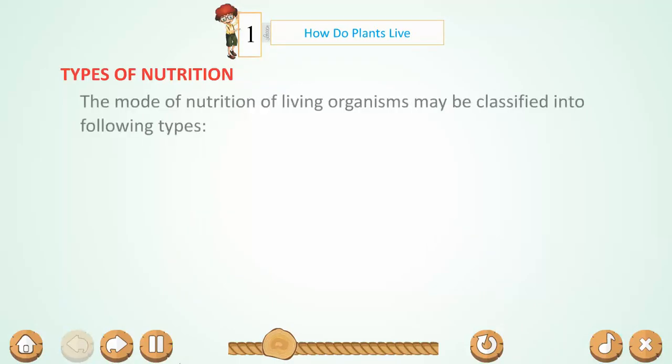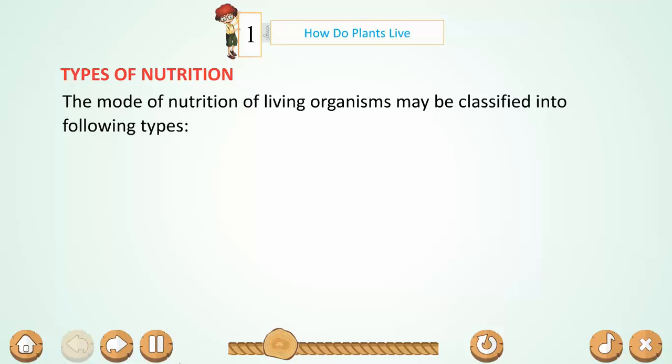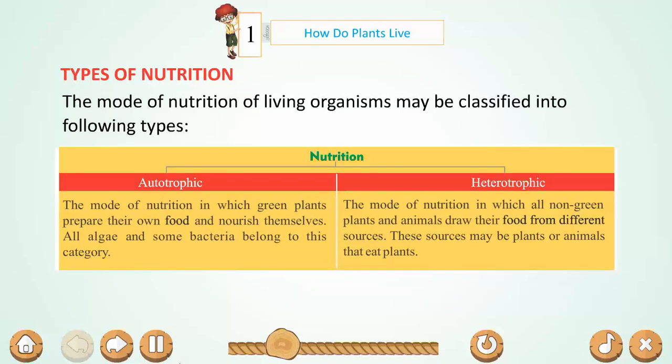Types of nutrition. The mode of nutrition of living organisms may be classified into the following types. Autotrophs: the mode of nutrition in which green plants prepare their own food and nourish themselves. All algae and some bacteria belong to this category. Heterotrophic: the mode of nutrition in which all non-green plants and animals draw their food from different sources. These sources may be plants or animals that eat plants.